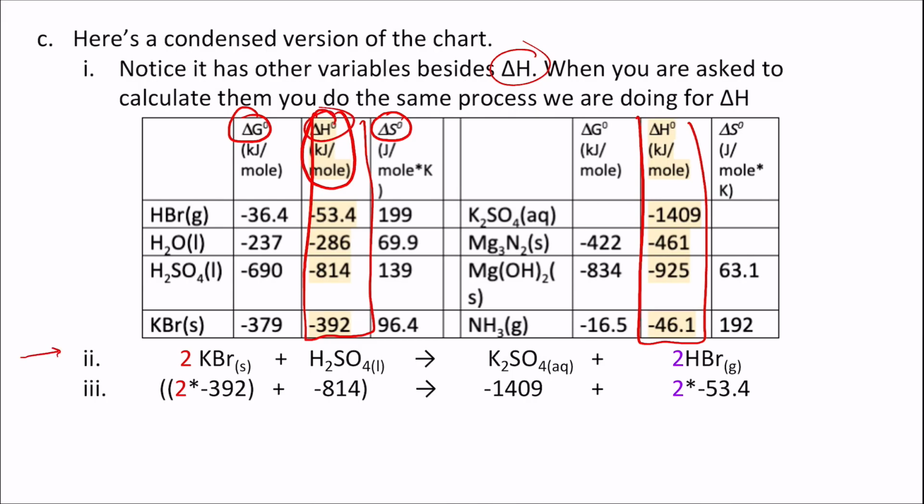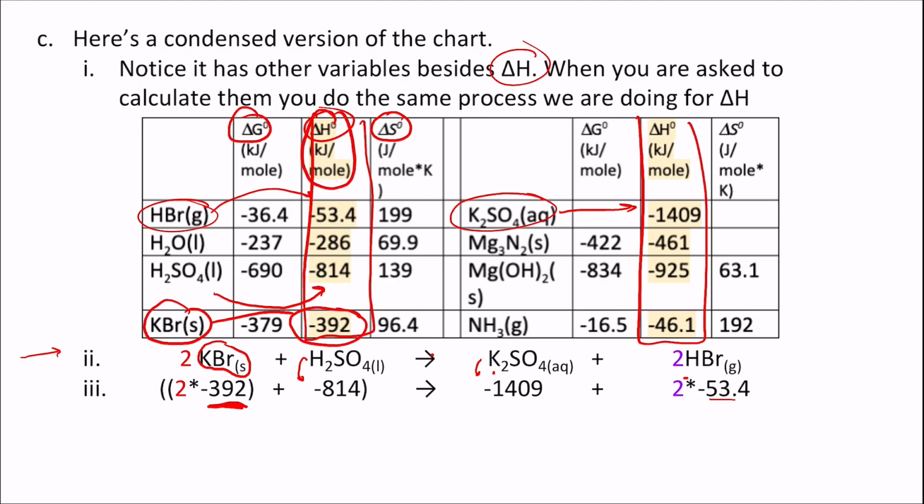Here's our equation. We have 2 KBr plus 1 H2SO4 yields K2SO4 and 2 HBr. Now, all you have to do is substitute the numbers in the chart instead of having the molecules. So for example, KBr is found here in the chart, and its number is negative 392. Which is why we have negative 392 here. H2SO4, if you look in the chart, that's also negative 814. K2SO4, that's negative 1409. And then HBr is negative 53.4, which is where we get this number.